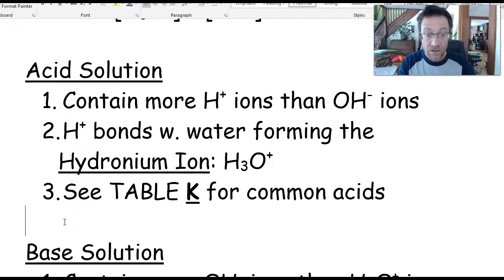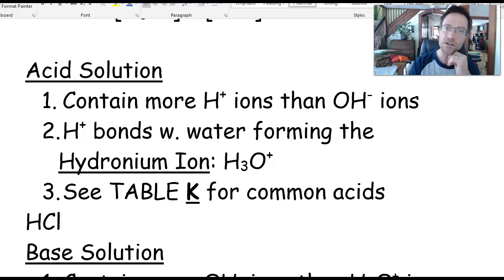Hydrochloric acid. Watch. You see what hydrochloric acid starts with? You see that right there? See how it has a hydrogen ion in it? How about sulfuric acid? H.